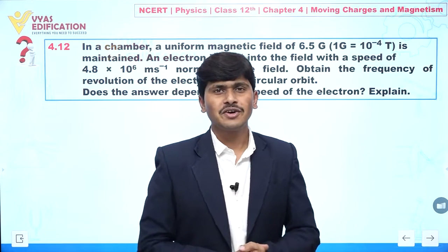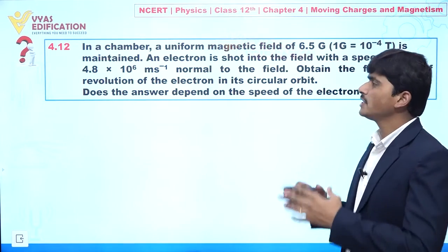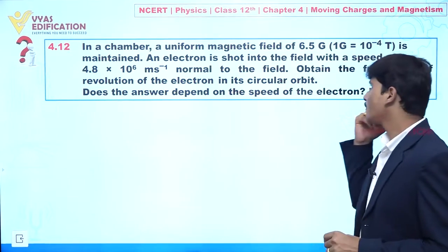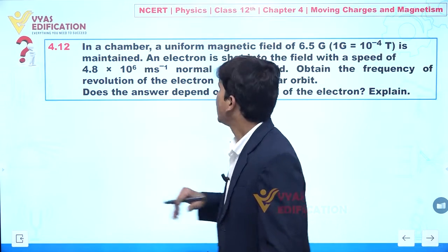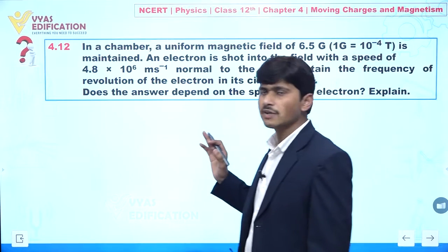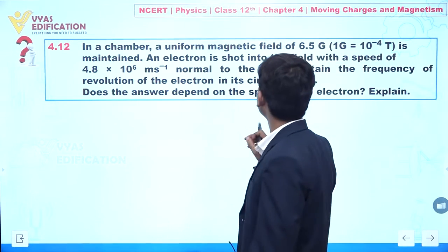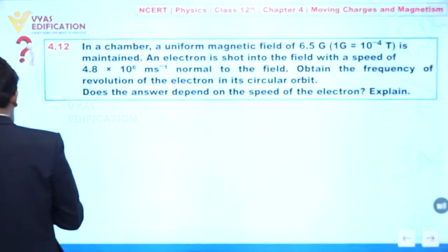Now dear student, we are going to discuss the next question, question number 4.12. In a chamber a uniform magnetic field of 6.5 Gauss is maintained, and an electron is shot into the field with a speed of this value given to you. Obtain the frequency of revolution of an electron in a circular orbit. So now concentrate on the screen.